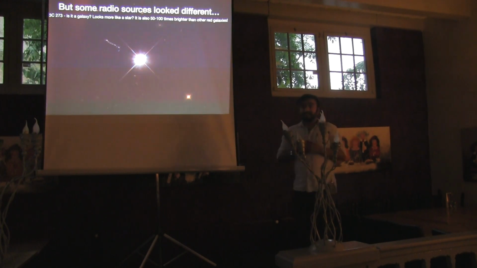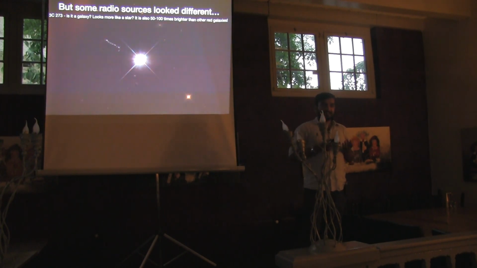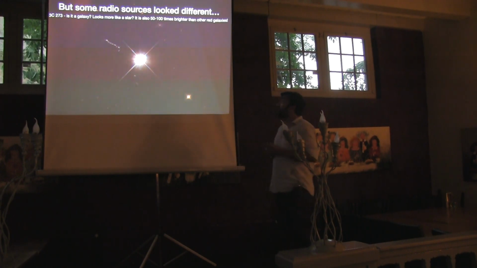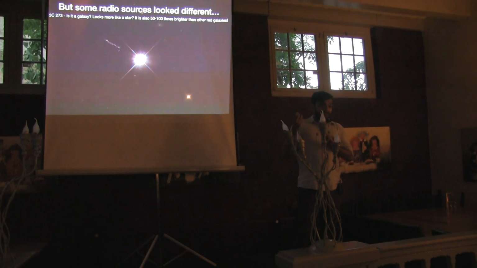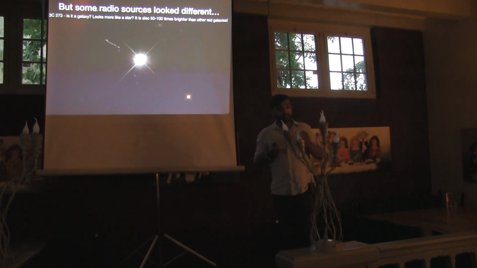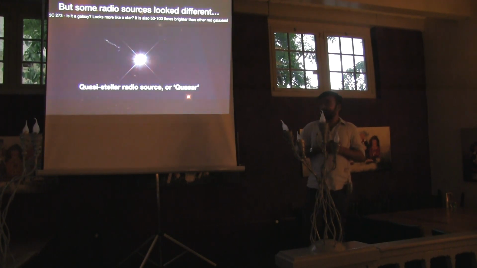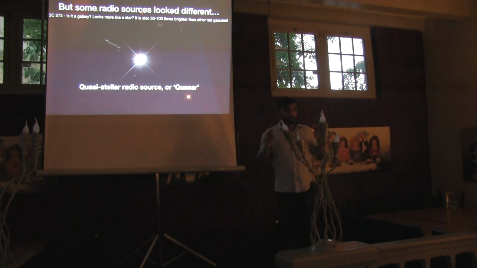But the trouble was that people didn't really expect stars to be very bright at radio wavelengths, so we were very confused as to how this exotic star is actually producing all this radio emission. And the other problem was that if this was indeed a galaxy and not a star, it was almost 50 to 100 times brighter than all of the other galaxies that people found by following up radio emissions. So they had no idea what was going on, and they called it a quasi-stellar radio source, or a quasar for short.